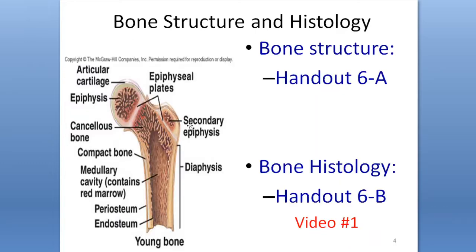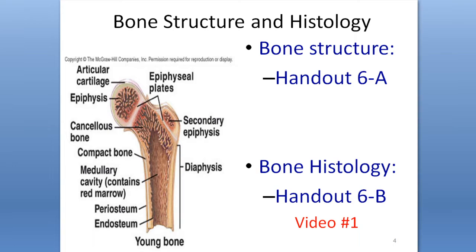If we go to the next handout, for the first couple of handouts that we do, we're going to be talking about bone structure and histology. So what the bones are made of, how the bones are built, and their structure. We're going to look at handout 6A first, and then we'll check out 6B. I also have a supplemental video that'll be posted that you can watch that's going to have some good information about your bone histology.